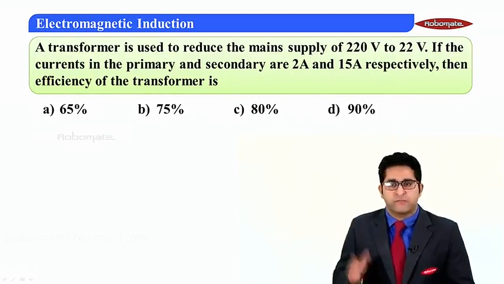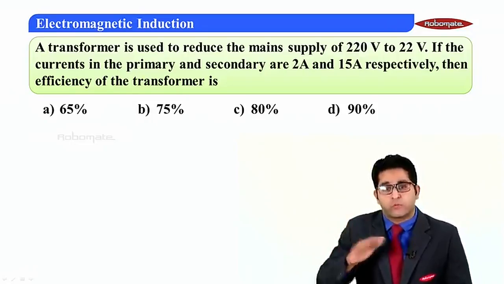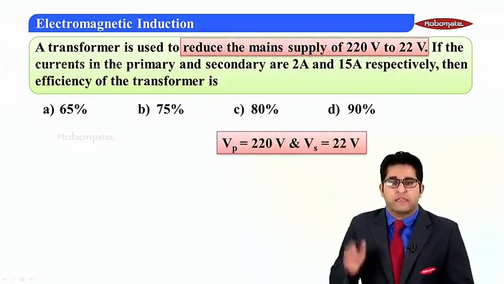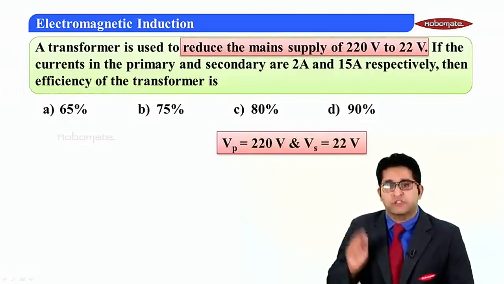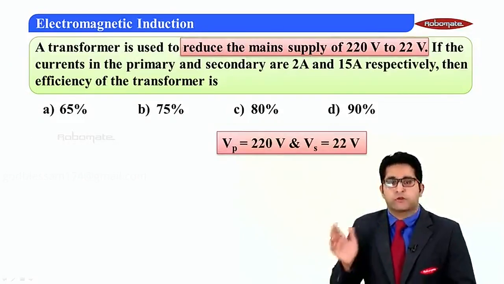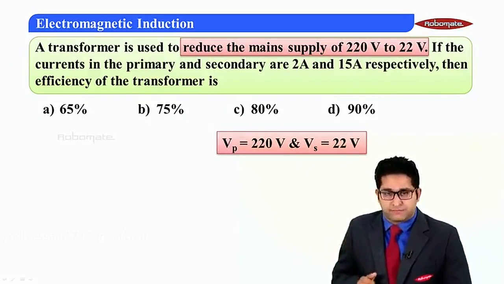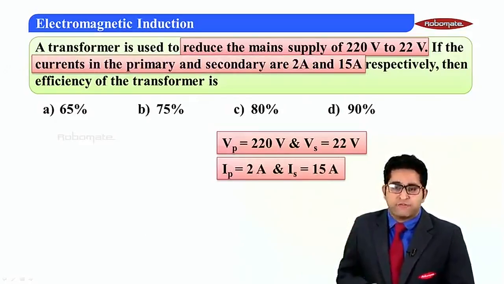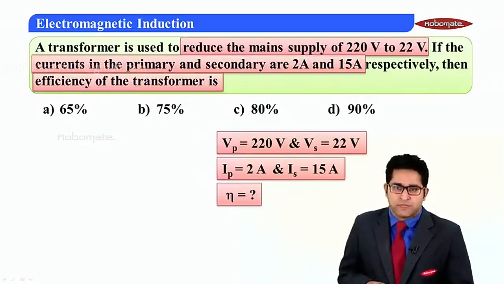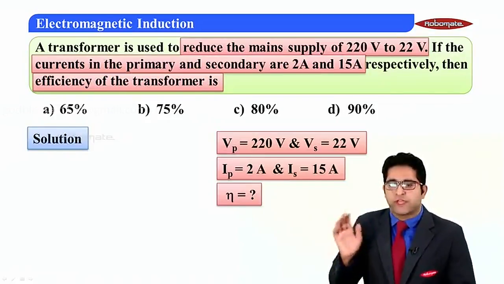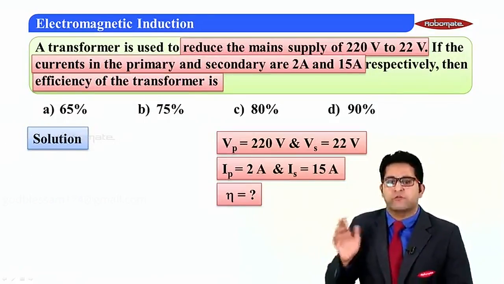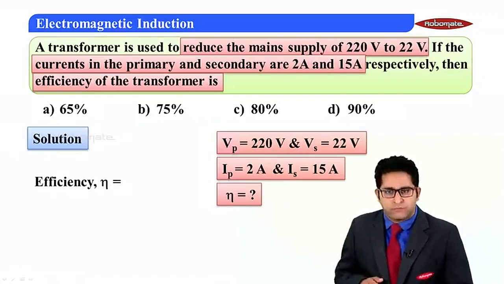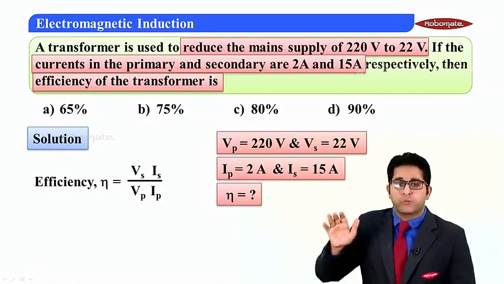So let us write down the given data. Here we are provided with the input and output voltage, therefore I can say the values of VP and VS are given. It is 220 and 22 volts. We are also provided with the values of IP and IS, which are equal to 2 ampere and 15 ampere respectively. Now let us calculate efficiency. We are supposed to find eta. So let us start with the solution. I can say efficiency eta is equal to VS into IS upon VP into IP, that is nothing but output power upon input power.